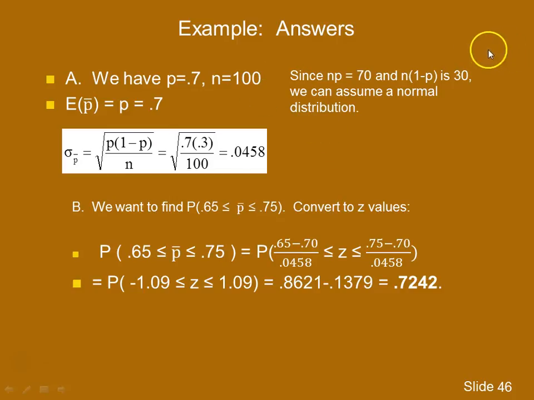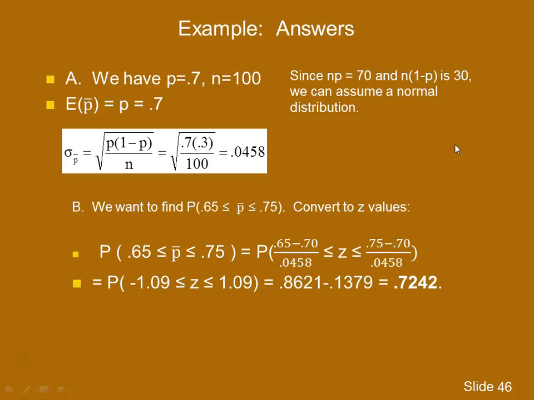Lastly, we should check the normality condition, although this is rarely ever not satisfied. N times P would be 100 times 0.7, which is 70. N times 1 minus P would be 100 times 0.3, or 30. Both of them exceed the number 5, so we can assume a normal distribution.